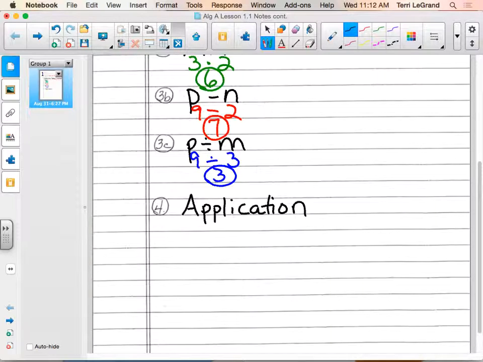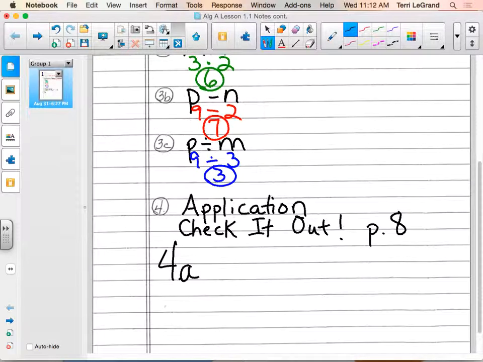Okay, and then I want you to put this in your notes, we're going to do the check it out. Page 8, and there's only one check it out on that page, so we don't even have to identify where it is. Again, I'll give example 4 for you to study, and we're going to do the check it out. So we're doing check it out problem number 4, and it has a part A and a part B, so we'll start with part 4A. Read that sentence to yourself, what the check it out problem is about.